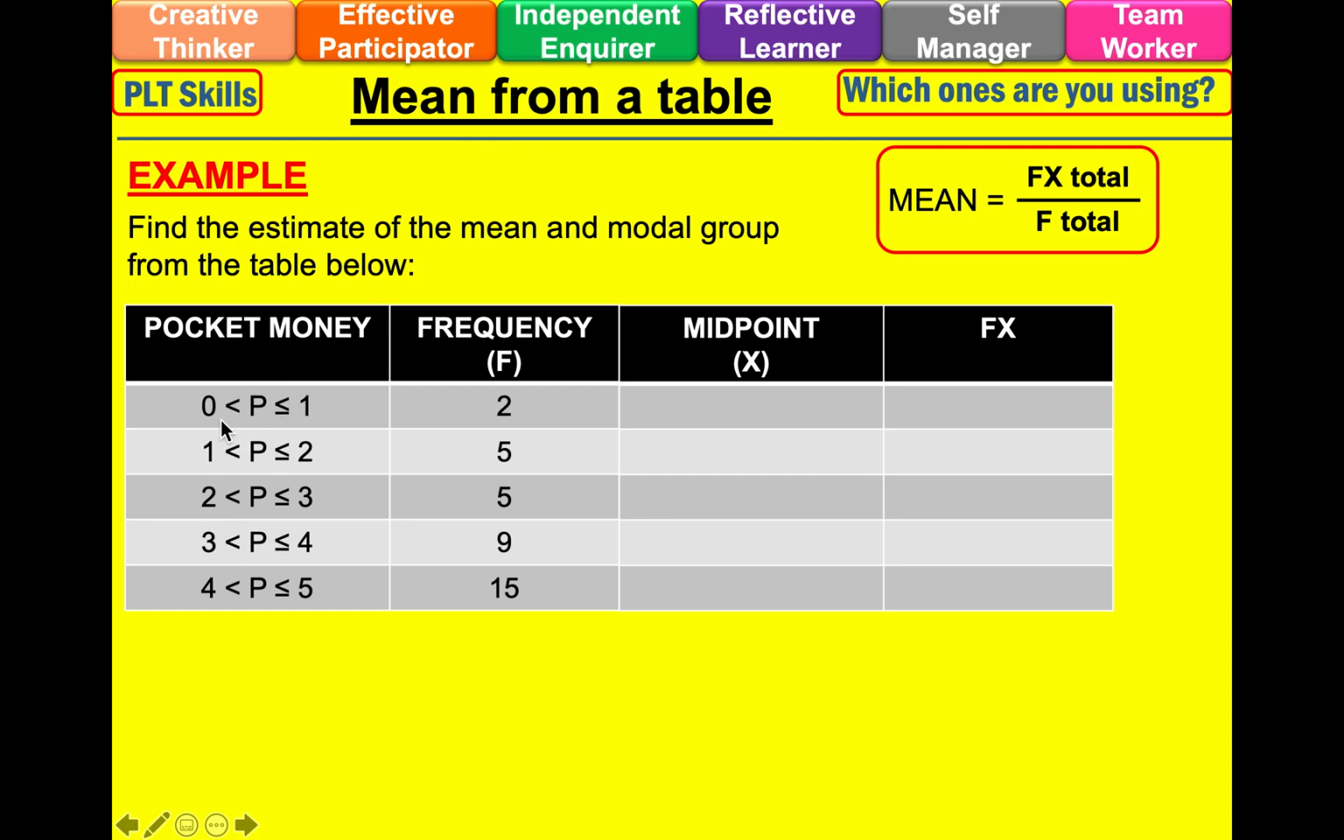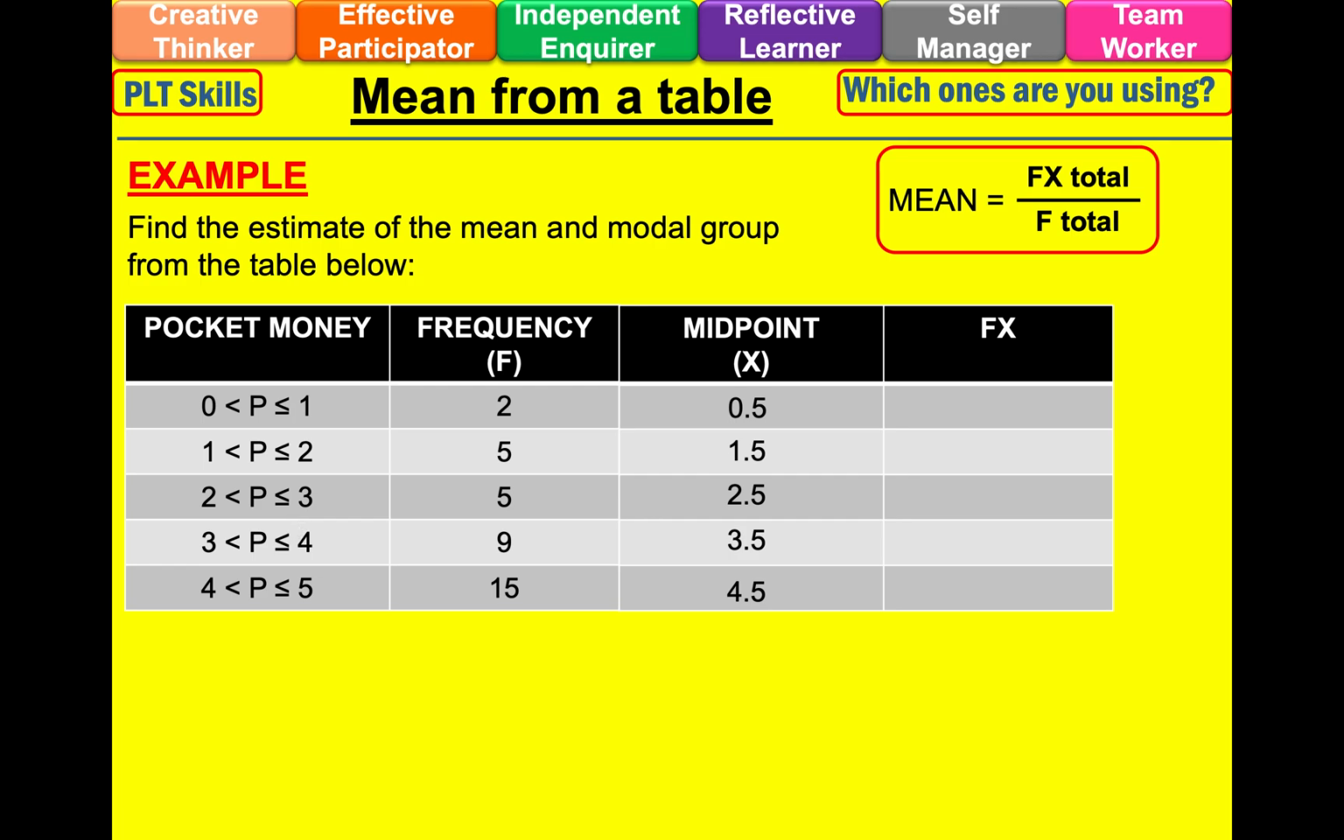Okay, so what I want you to do is work out the midpoint of each of these data. So what will be the midpoint from 0 to 1? I'll let you think. The midpoint from 0 to 1, halfway through, will be 0.5. Midpoint of 1 to 2 will be, have a think, 1.5. Midpoint of 2 to 3, halfway through, 2.5. Midpoint of 3 to 4, 3.5. Midpoint of 4 to 5, 4.5. So you worked out the midpoint of these values, and that's your starting point.